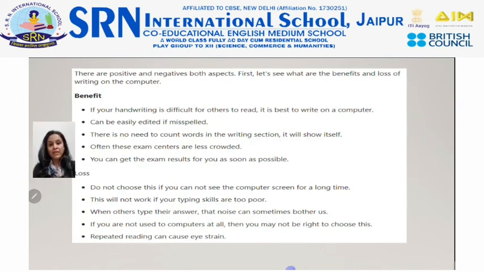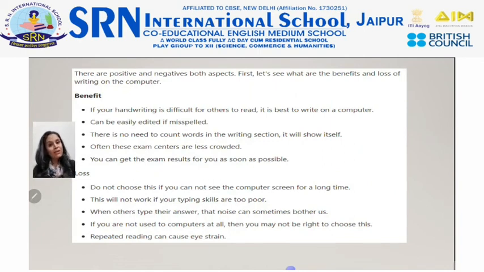If your handwriting is very difficult for others to read, it is best to appear for the computer-based assessment. As you know, it can be easily edited, and there is no need to count the words because it is already counted. Often these exam centers are less crowded because generally students prefer the pen and paper assessment over the computer-based assessment, so you don't find a crowd there. You can also get the exam result very soon.